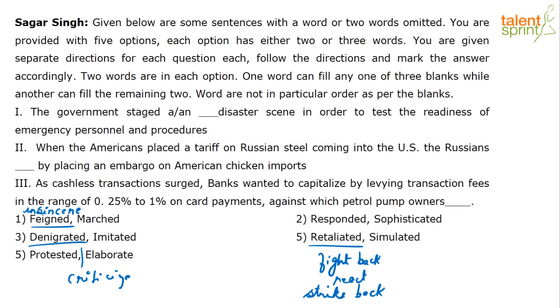So the government staged a dash disaster. Your clue phrase in the first sentence is testing the readiness of emergency personnel and procedures. If you want to test something, you'll have to make something very extensive, right? And the answer is elaborate. Denigrate means criticize. So the government staged an elaborate disaster scene in order to test the readiness of emergency personnel. They wanted to put them in a very extensive situation which will really test their ability to do something. So it was very, very elaborate. None of the other options will actually fit the context.